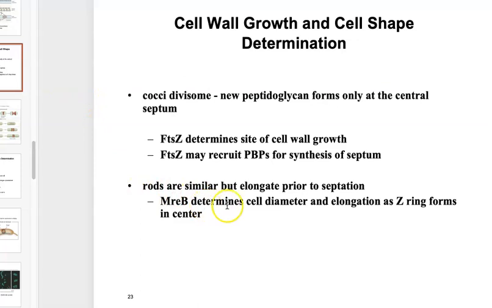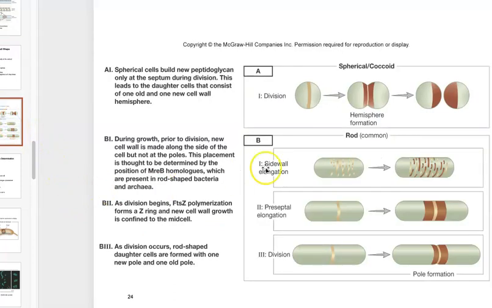And again, MreB determines the cell diameter and elongation as the Z-ring forms in the center. So here's the divisome, the septum that forms, and then basically once that happens, you get hemisphere formation, and the cells elongate a little bit, and there's the two daughter cells. So this is all the new material, and this is the old material.